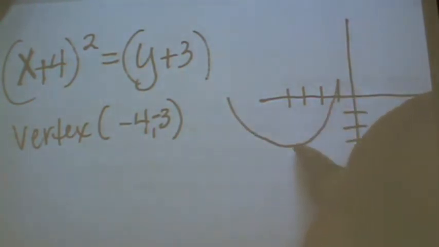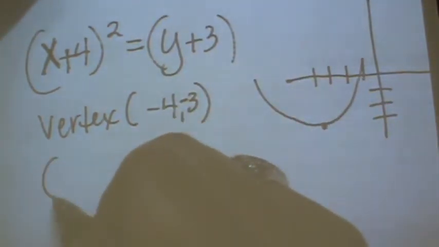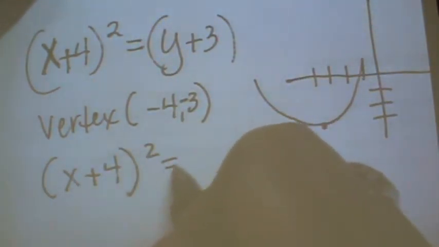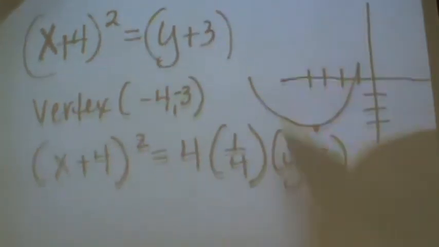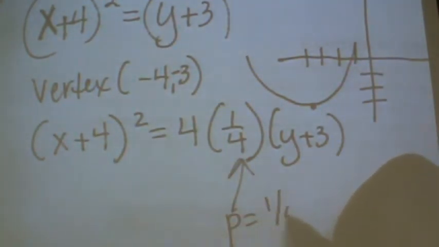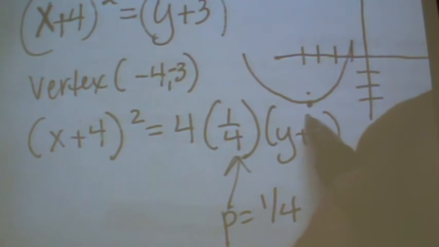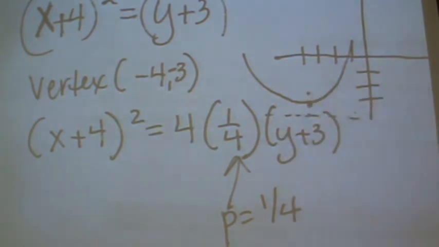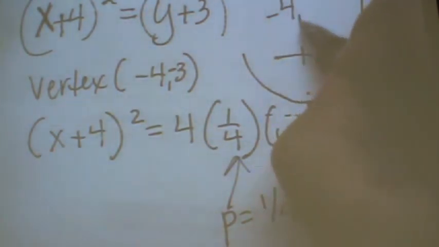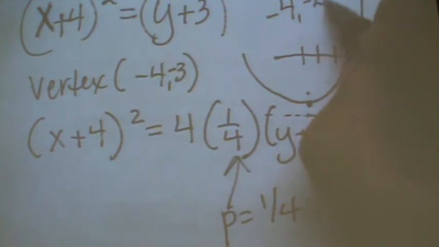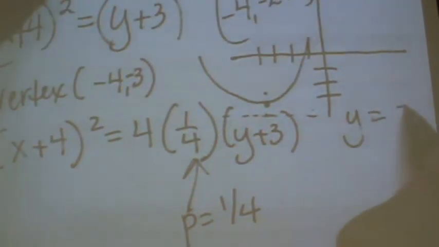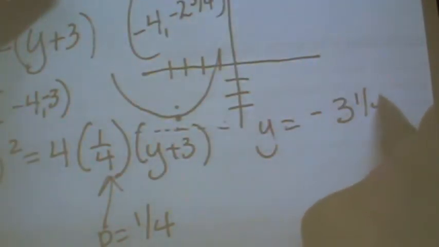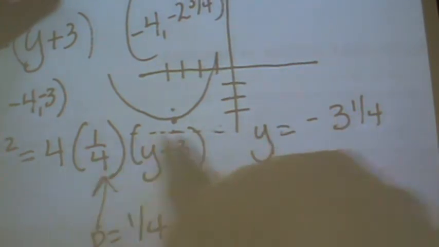Can you tell me what the p-value is? What are you going to do? Put a 4 in here and a 1/4. That's your p-value. P is 1/4. You're going to go 1/4 in and 1/4 away. Can you tell me what the focus point is? -4, -2 3/4. Yep. And what's your directrix? Negative 3 and 1/4. Good. Don't forget y equals. It's a horizontal line.